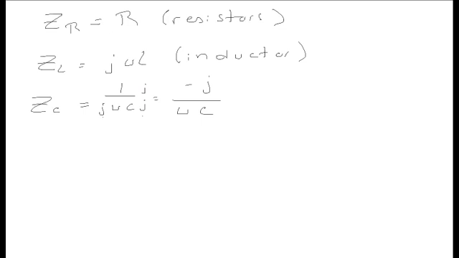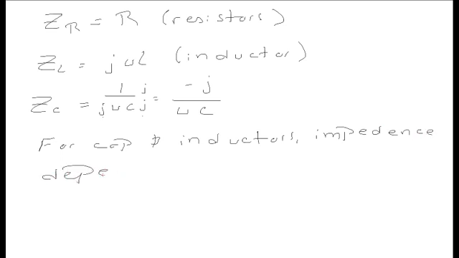What does this mean? For capacitors and inductors, impedance depends on omega. This is something we do not see with resistors. With a resistor, I can pass any sine wave I want through that resistor and it will still follow just basic Ohm's law. It will not be dependent on the frequency. For inductors and for capacitors, they are. I want to go through one very quick reason why this is relevant.